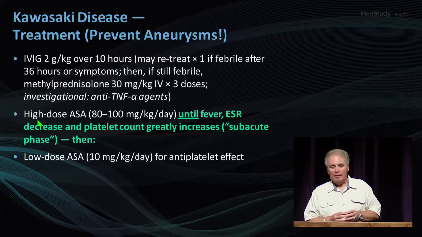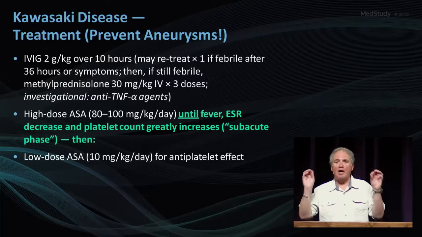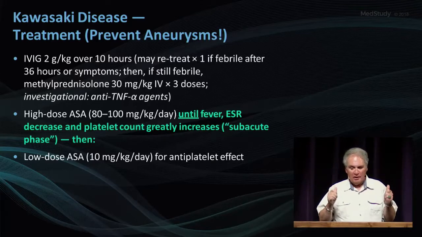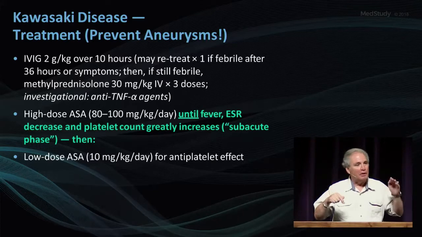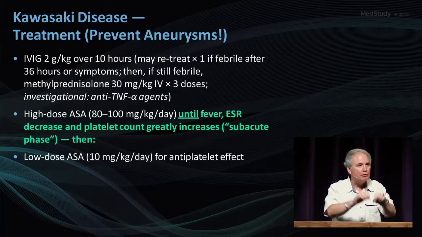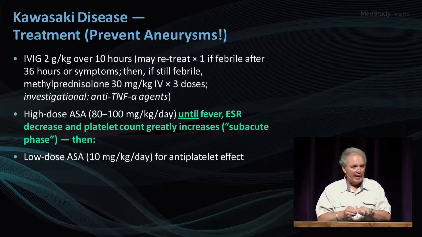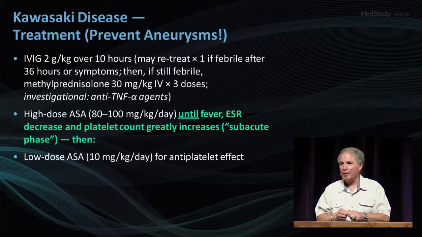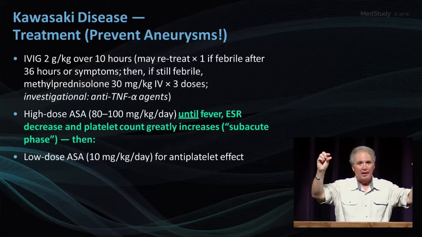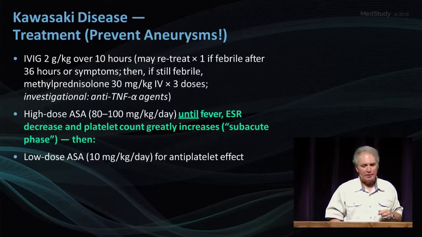In addition to the immunoglobulin, we begin high-dose aspirin therapy, 80 to 100 milligrams per kilogram per day for anti-inflammatory effect. And we use this high-dose aspirin until the fever and the SED rates start to come down. When we start entering the subacute phase, platelets will start to rise tremendously. And once platelets rise tremendously, you have to reduce the dose of aspirin to a low dose, 5 to 10 milligrams per kilogram per day, for its antiplatelet effect. You will not get adequate antiplatelet effect if you keep the aspirin dose at 80 to 100 milligrams per kilogram per day. Treatment of Kawasaki's disease.